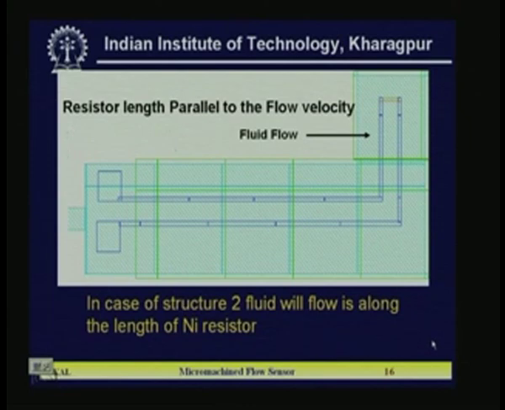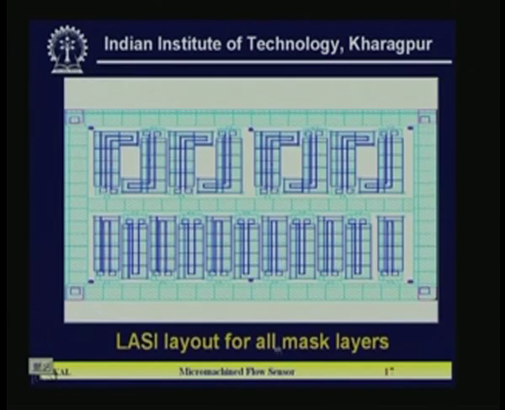Now, here is the complete structure of the sensor layout, with all the masks together. You can see in each case 1, 2, 3, 4, 5, 6, 7, 8, these are structure 2, and here 1, 2, 3, 4, 5, 6, 7, 8, 9, 10, 11 is structure 1. Both structure 1 and structure 2 have been made, and on the top surface the white region is where the oxide is removed.